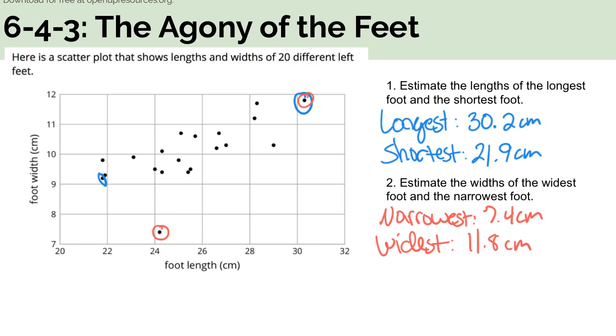Here are some estimates from the graph. We are estimating because we don't have a table to give us exact values here. Longest foot would be this one right here at 30.2 centimeters. Shortest would be over here at 21.9 centimeters. The narrowest foot is way down here at 7.4 centimeters. And the widest is this one up here with 11.8 centimeters.